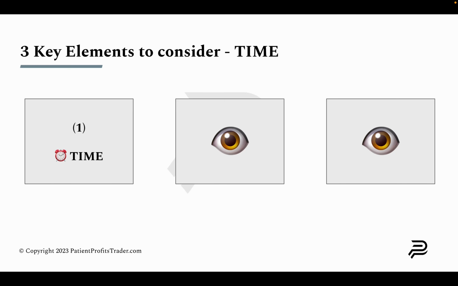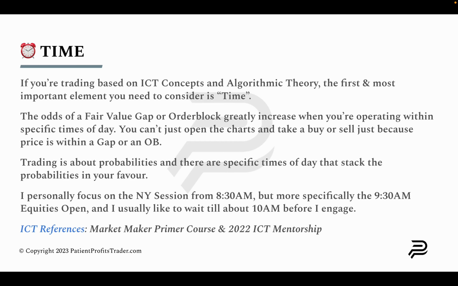Time. Now, if you're trading based on ICT concepts and algorithmic theory, the first and most important element you need to consider is time. The odds of a fair value gap or order block greatly increase when you're operating within specific times of day. So you can't just open the charts and take a buy or a sell just because price is within a gap or an order block.